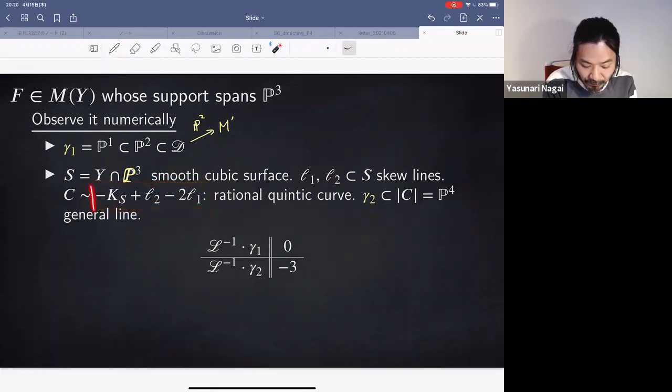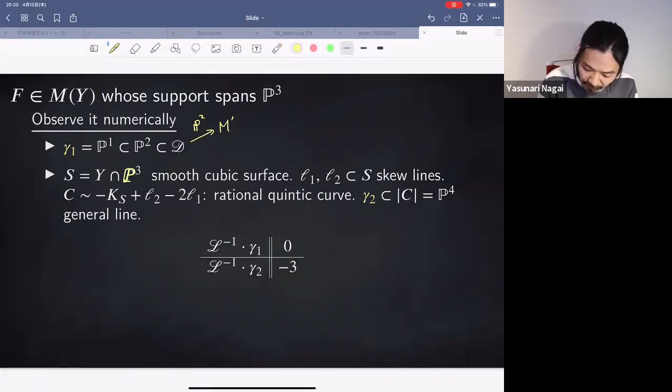Then it is easy to verify that this is a rational quintic curve. And this linear system forms a P4 family. So we take a generic line from this P4 family. And everything is given in concrete way. So we can calculate the intersection number with our determinant line bundle. And the result is this. So if we take P1 from the fiber of this P2 fibration, the number is 0, while if we take something from the surface, then it gets -3.